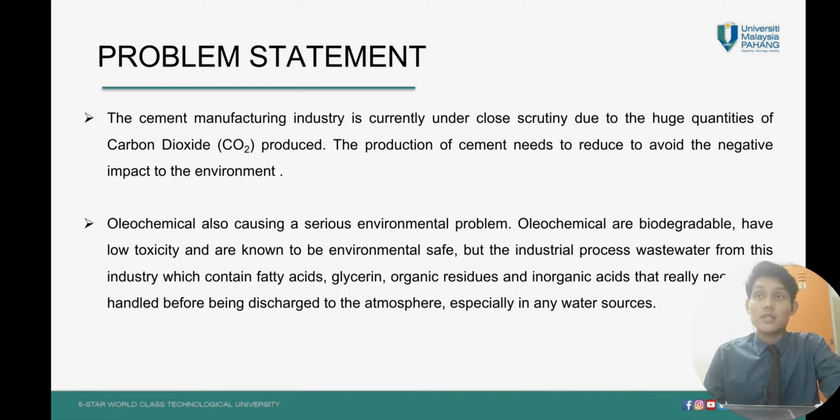So the problem statement, first, is that the cement manufacturing industry is currently under close scrutiny due to the huge quantity of carbon dioxide (CO2) produced. So the production of cement needs to be reduced to avoid the negative impact on the environment. Also, the oleochemical industry is causing a serious environmental problem. Oleochemical is not environmentally safe, and the industrial process wastewater from this industry, which contains fatty acid, glycerin, organic residue, and inorganic acid, really needs to be handled before being discharged to the atmosphere, especially into any water resource.